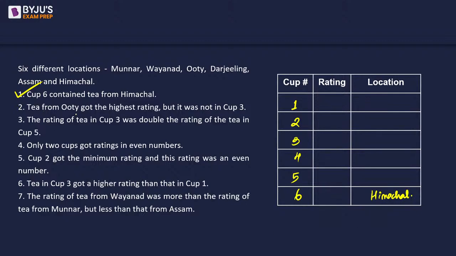Okay, the second one says tea from Uti got the highest rating, but it was not in cup 3. So cup 3 is not the highest rating, right? Cross, and highest means not the highest, and it is not from Uti as well. Okay. Next, the rating in cup 3 was double the rating of the tea in cup 5. So if cup 5 rating was, let's say, x, then cup 3 rating is going to be 2x. Where 2x is not going to be the highest value, meaning 2x cannot be 10, and even if 2x is 8, there are numbers more than 8, and also 2x is going to be even, doesn't matter what x is, isn't it? Third statement also done.